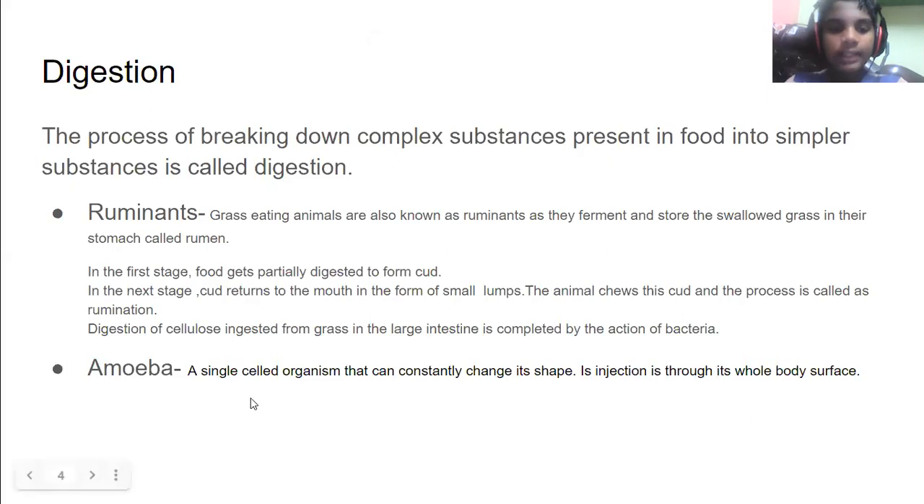Yes, a single-celled organism that can constantly change its shape. Its ingestion is through its whole body surface.